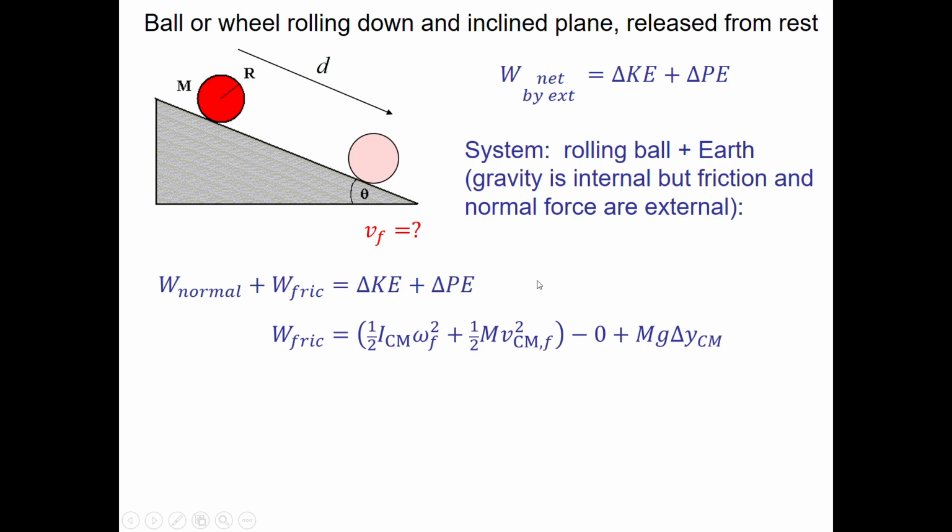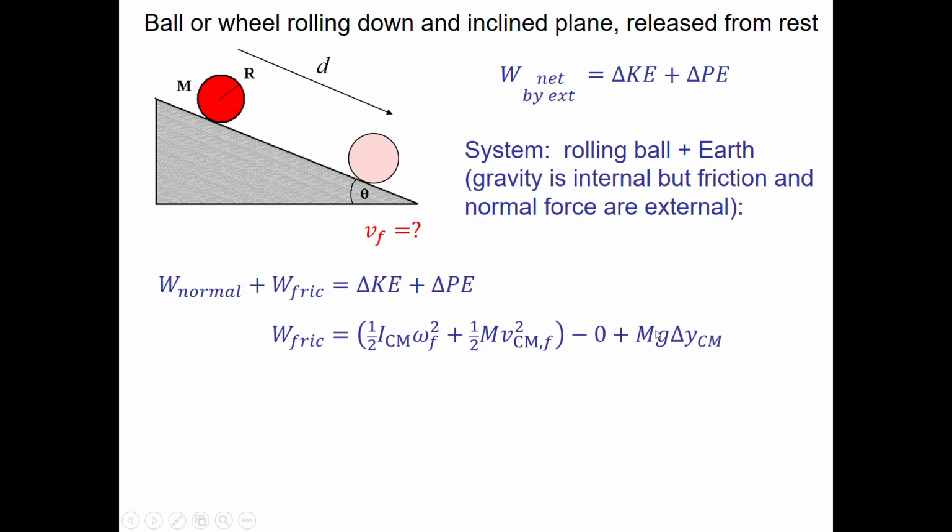And for the change in potential energy, well, delta y center of mass is going to be a negative quantity. And it looks like if it goes a distance d down the plane, then how far it goes down vertically would be d times the sine of theta. Okay, so we'll have minus d sine theta will be delta y. Let's go a step further down.